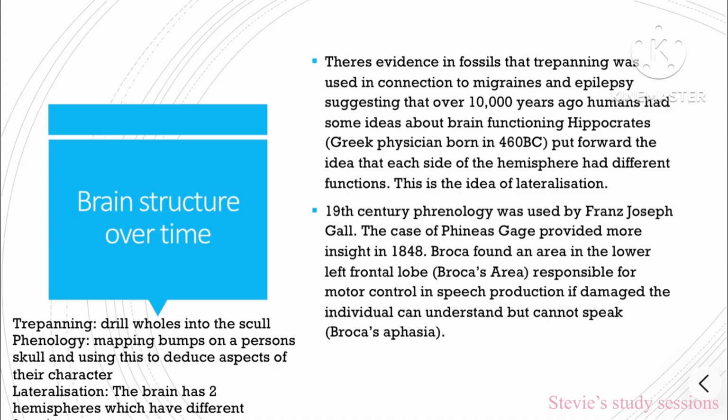In the 19th century, phrenology was used by Franz Joseph Gall. The case of Phineas Gage provided more insight in 1849. Broca found the area of the lower left lobe, Broca's area, responsible for motor control and speech production, and if Broca's area was damaged, the individual could not speak fluently, but they could understand. This is called Broca's aphasia.